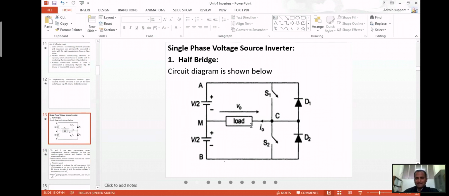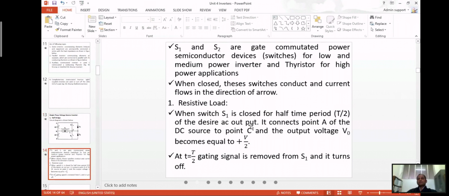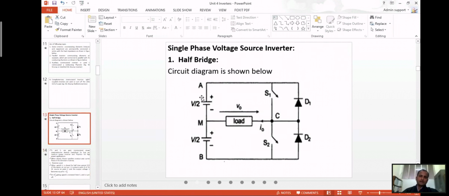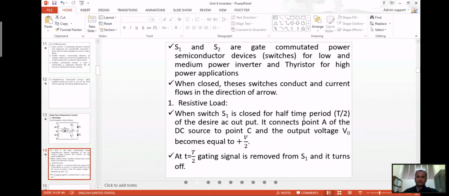We are just talking about how you control the switches, either to switch on or off. Based on our desired output, we can fiddle with these switches. The output will mainly depend on the switches only, whether they are switching on or off. When closed, the switch conducts and current flows in the direction of the arrow, so the current will flow from A in this direction, as shown.